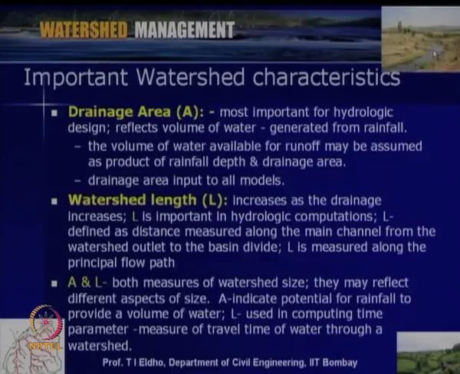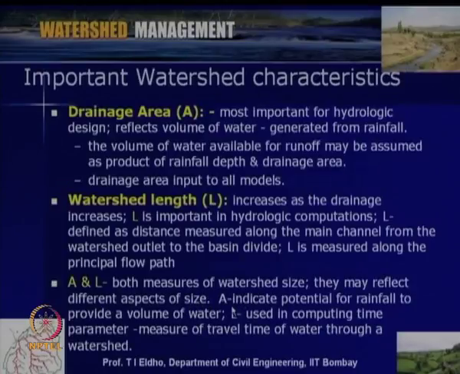So, if this is the main channel available within the watershed, then the watershed length is measured along the principal flow path. While going for watershed modeling, the drainage area A and watershed length L are both measures of watershed size. So, what is the watershed size? That depends upon the drainage area and the watershed length. This A and L may reflect different aspects of the size of the watershed.